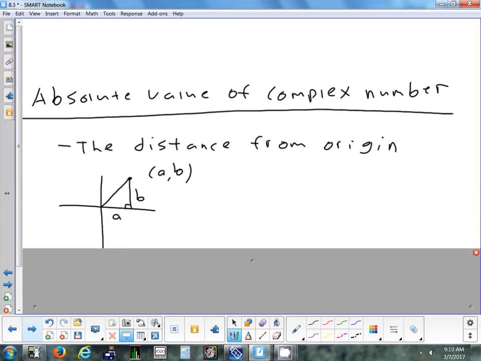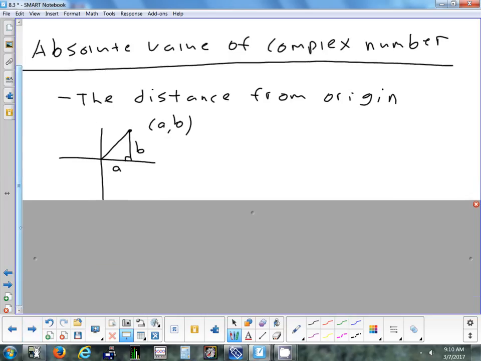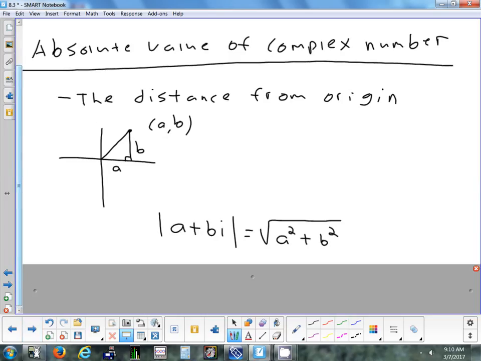Good, so here's the same picture I drew, just this is in quadrant 1 instead of the quadrant I was in before. So to find the absolute value of a complex number, square the real part, square the imaginary part, add them up, and then take the square root. So it's just the Pythagorean Theorem.